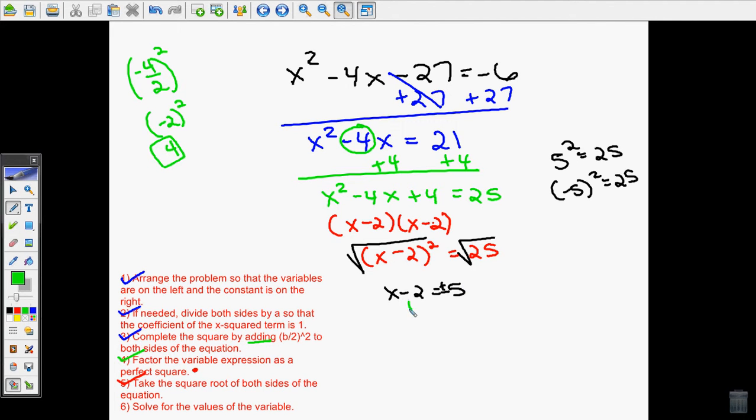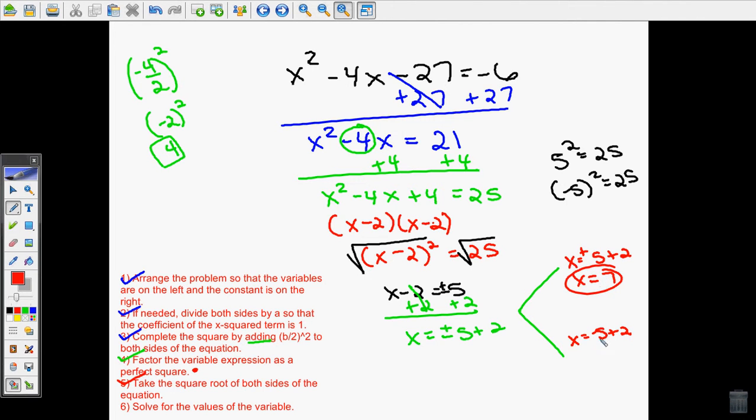So to solve this problem, I'm going to add 2 to both sides, and I get that x is equal to plus or minus 5 plus 2. So really, I have two problems going on here, two solutions. I have positive 5 plus 2, and I have negative 5 plus 2. Well, positive 5 plus 2 is 7, and negative 5 plus 2 is negative 3. So our solutions to this quadratic function are positive 7 and negative 3.